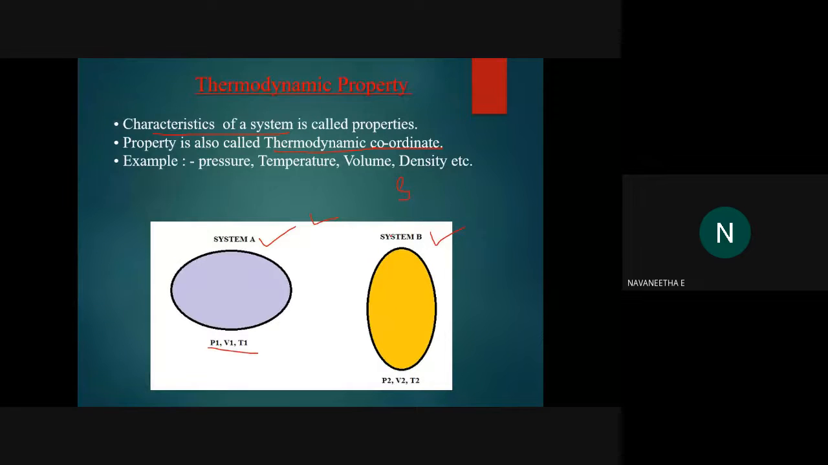Try to write down the things in a short manner, okay? Then next one is there are two types of properties. Have you heard about intensive property and extensive property? We can categorize these properties into two groups, that is intensive and extensive property. Have you heard about these words?